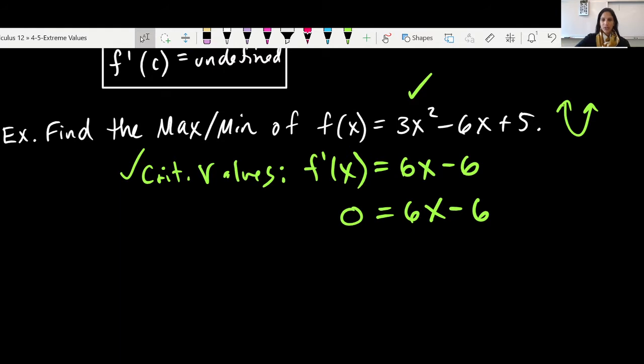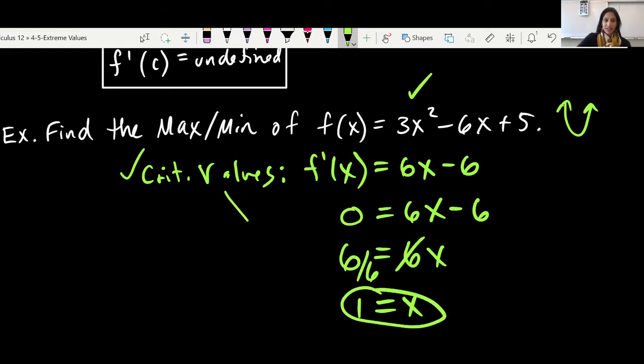Okay, so when we set this equal to 0, I bring over the 6. I'd have 6 equals 6x. When I divide both sides by 6, we know that we would get, I'm just getting lazy, x is equal to 1. And that would be our example of our critical value. So there's only one critical value in this particular case. This would be our critical value.